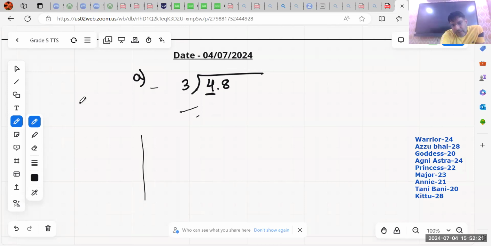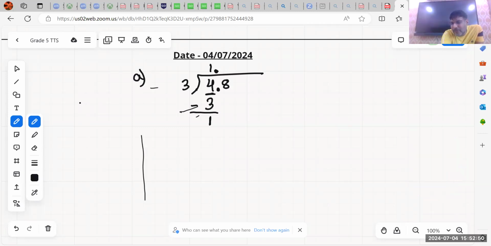So first, can you divide 4 with 3? Yes. So 3 ones are 3. My remainder will be 1. Correct? Now, as soon as you get a decimal point in the dividend, you will put a decimal point in the quotient. I will repeat: as soon as we get a decimal point in the dividend, we will put a decimal point in the quotient also. So then what will happen?